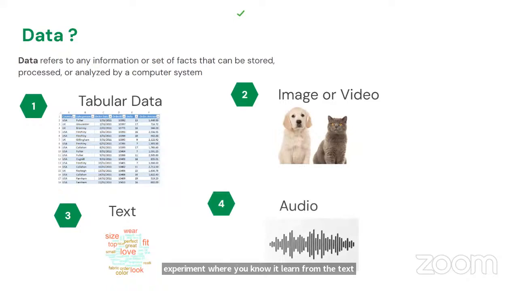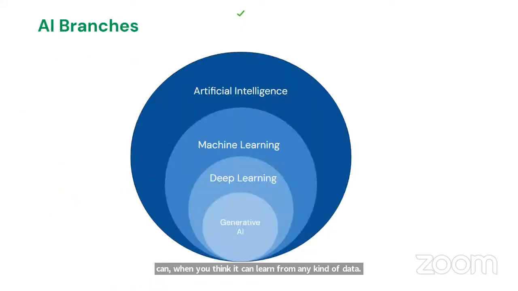So these are the different forms of data we generally explore. Not only tabular data; we will generally be working with text or image or video or audio also, right? That is the idea of data. Data can be anything when you are feeding to the AI algorithm. It can learn from any kind of data. That is our main goal. Now, these are the branches of AI as we discussed.